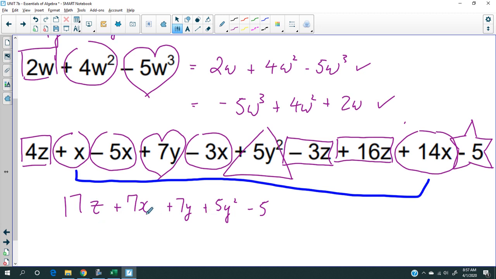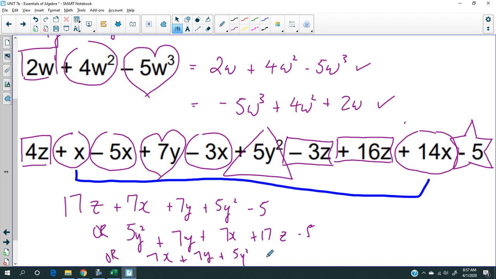Given the fact that x comes first before y, obviously. But then there's also y squared. I don't think there's an obvious way of writing it. Personally, I'm tempted to say that you would write this 5y squared plus 7y plus 7x plus 17z, and then the number comes last. But I also wouldn't be surprised if someone put the x first, and then the y, and then the 5y squared, and then the z minus 5.